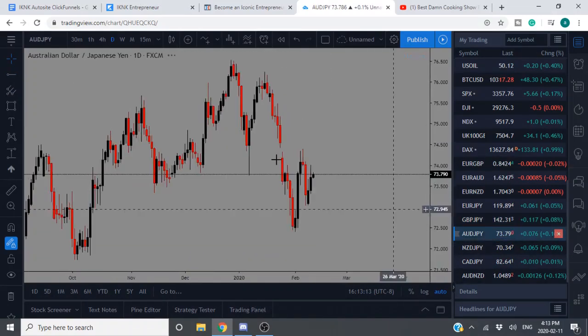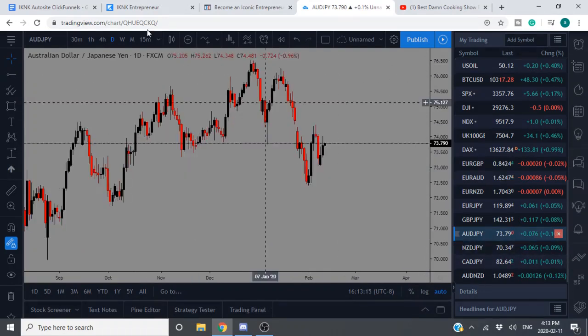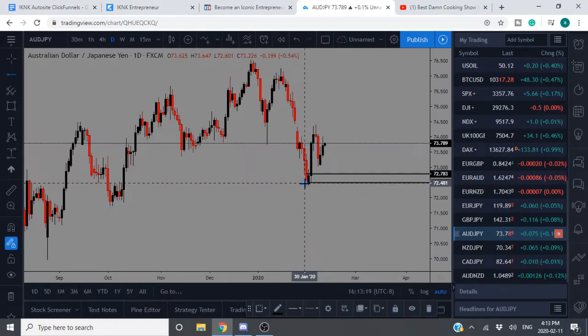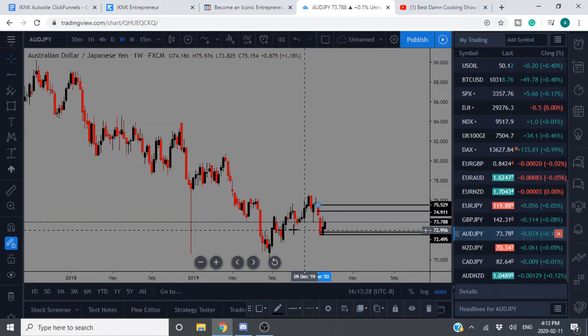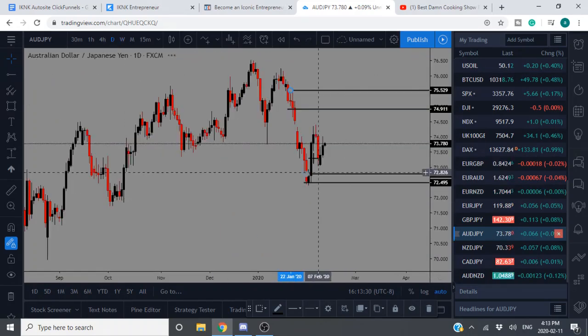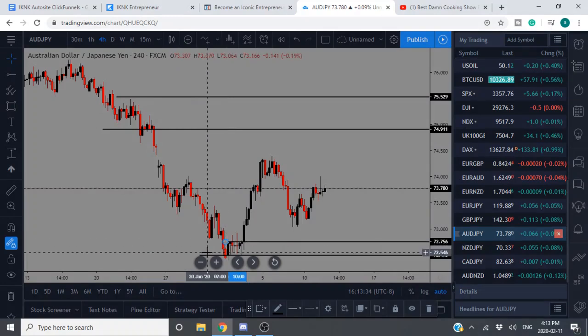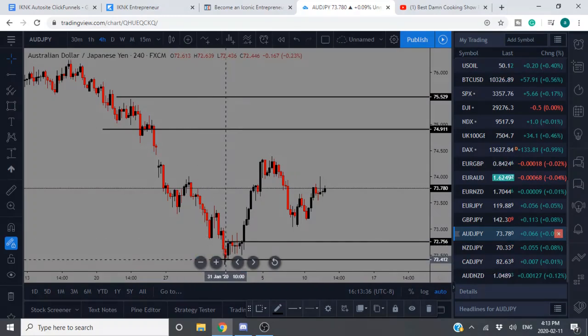Okay. Aussie Yen, got four more pairs. This is probably going to be like a 30-minute video. Aussie Yen, daily demand down here, daily supply down there. Let's see if we're inside weekly. Oh, we're inside weekly demand, daily confirmation. Is there a 4-hour? Yeah, there's a 4-hour demand down here. That might be a possible buy setup.